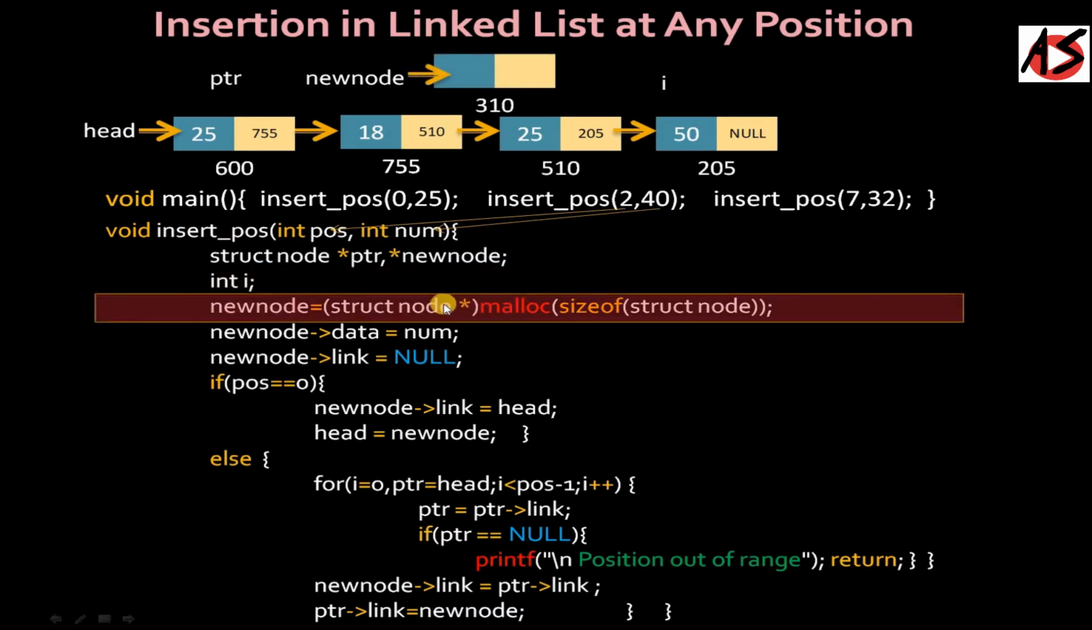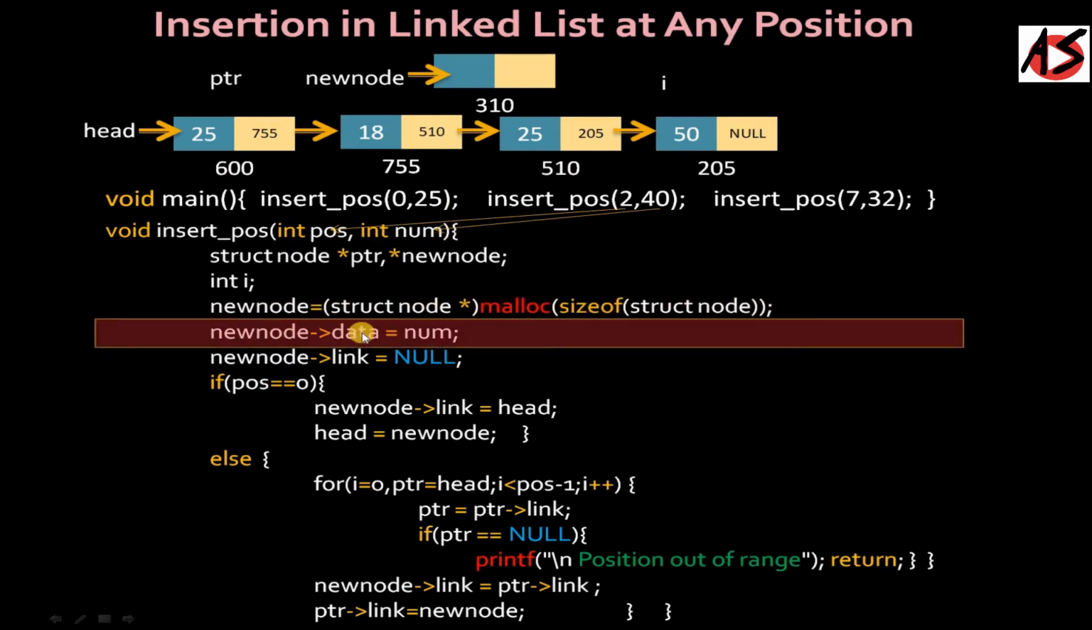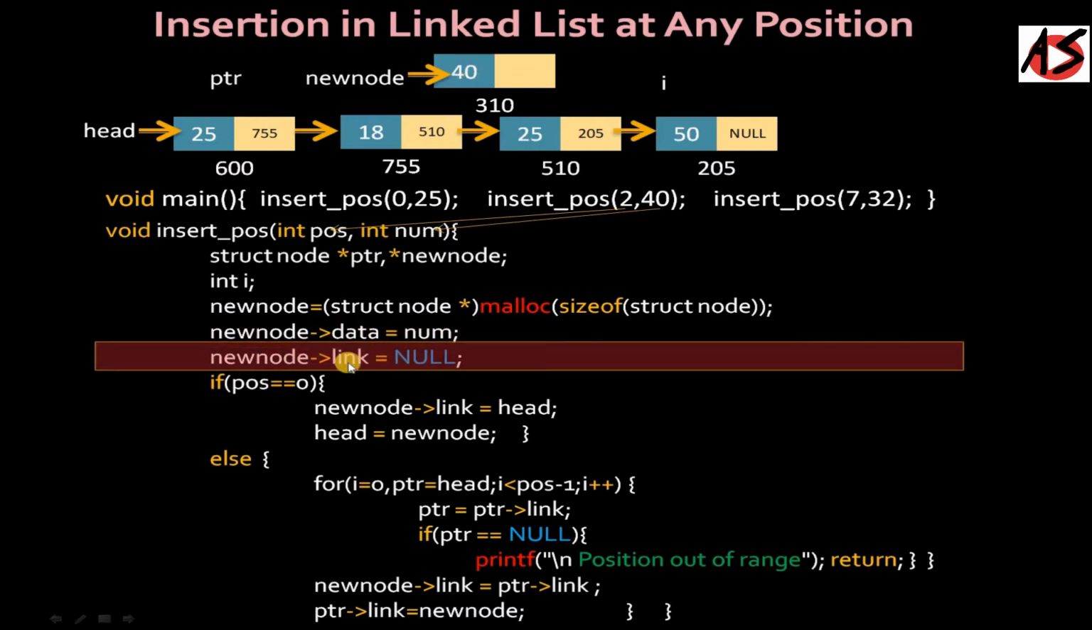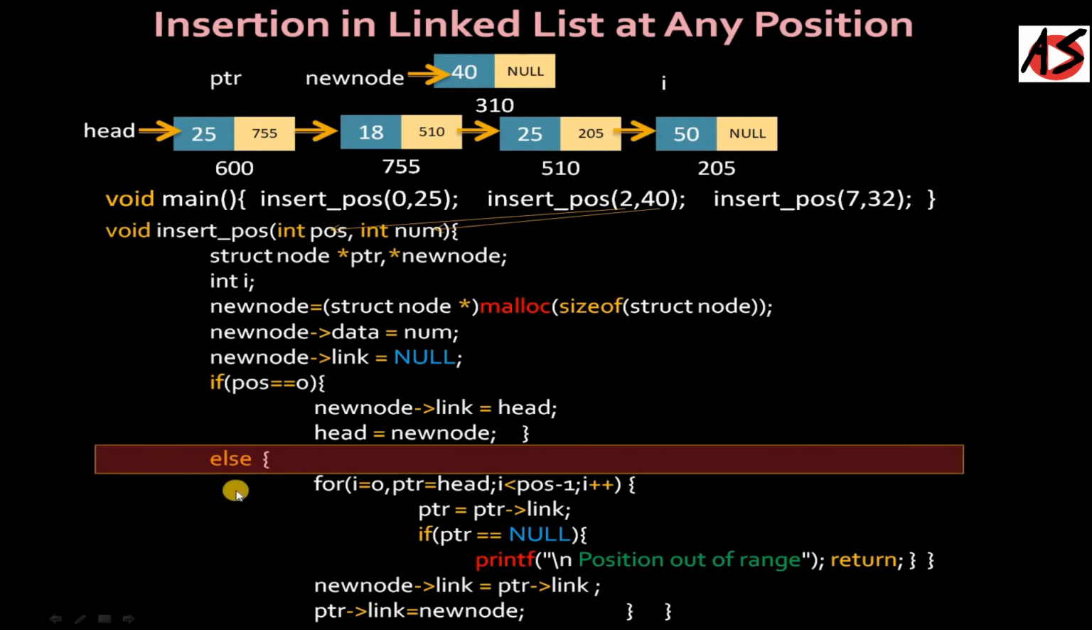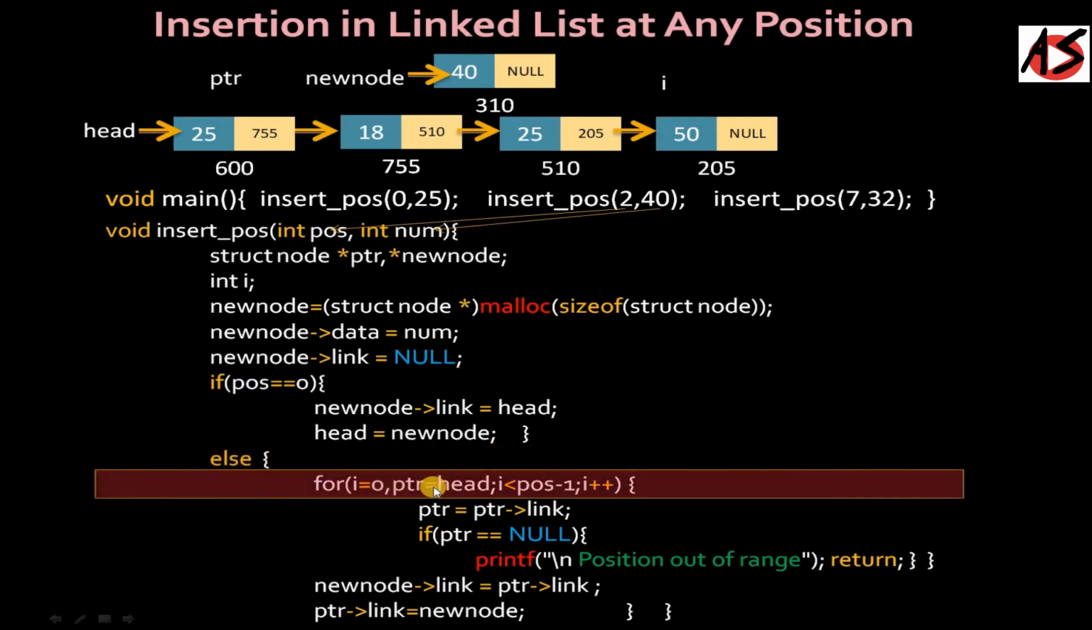Now we are allocating the memory to the new node using the malloc function. So you can see here memory is allocated. Now in this node data part we are storing the number. Since the number has value 40, we will store 40 here, and in the new node link part we will store null. Now again we will check the condition if position is equal to 0. The position is now 2, not 0. So this condition is false, so we will go to the else part and into the for loop.